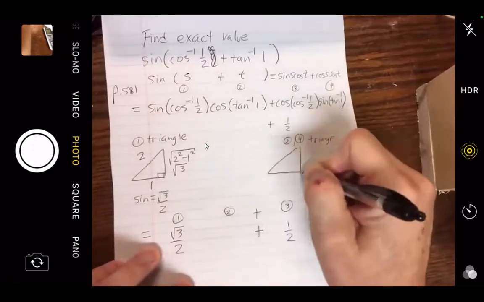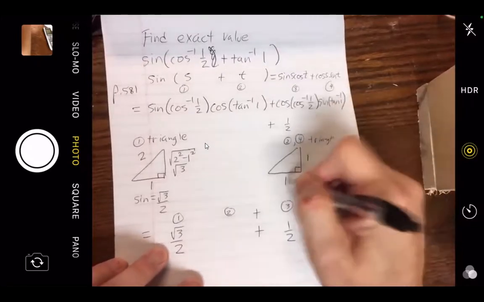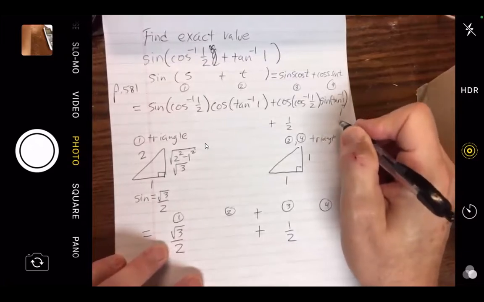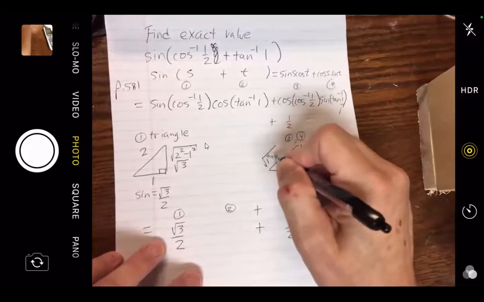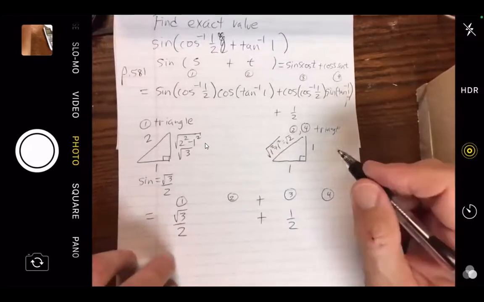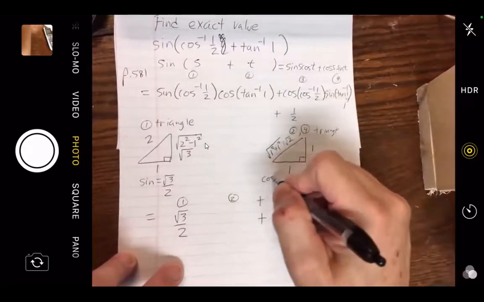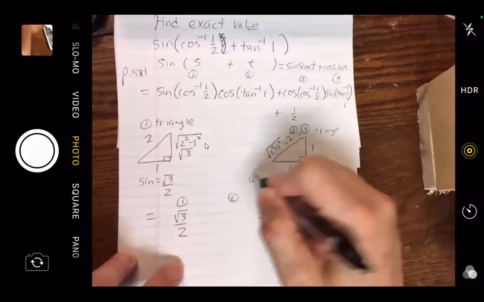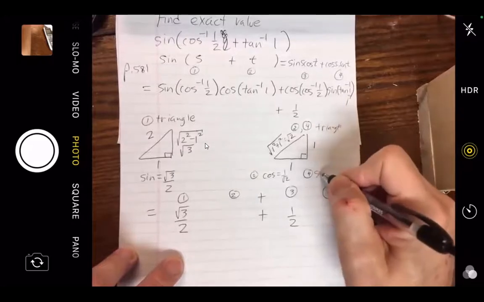All right, well, arctangent of 1, 1 over 1, y over x, opposite over adjacent. So this is going to be the square root of 1 squared plus 1 squared, that's the square root of 2. I'm going to need the cosine and the sine of it. Cosine is going to be 1 over root 2, and the sine in piece 4, that's piece 2, and the same thing in piece 4, the sine is 1 over root 2.